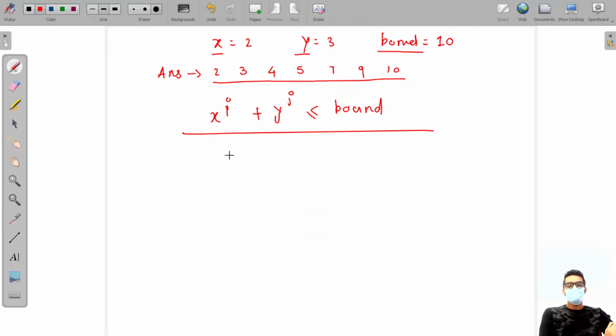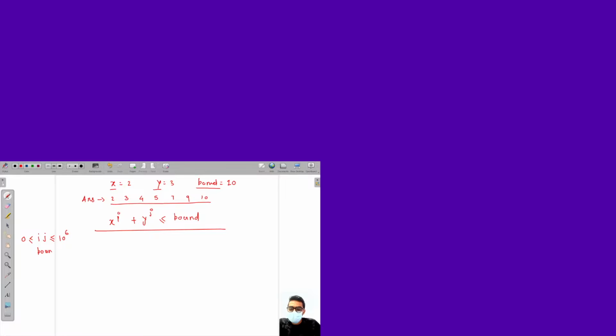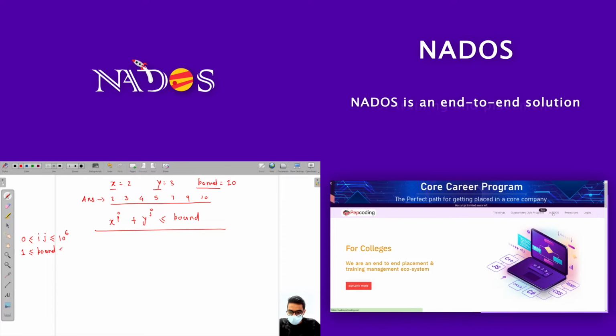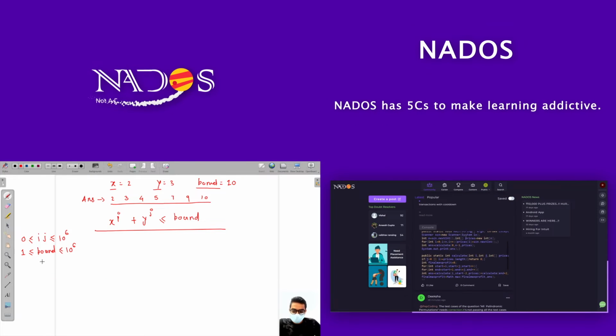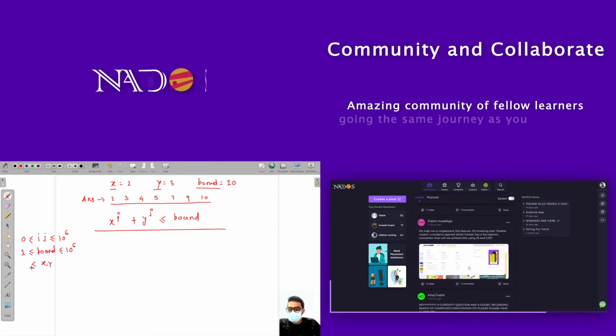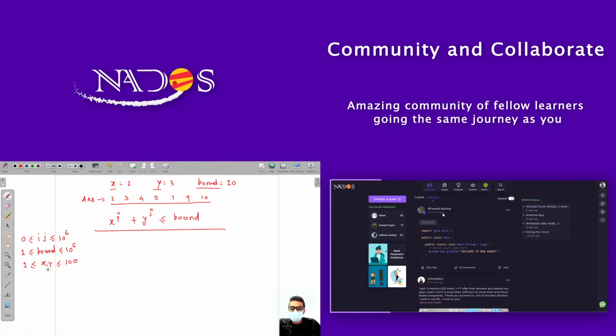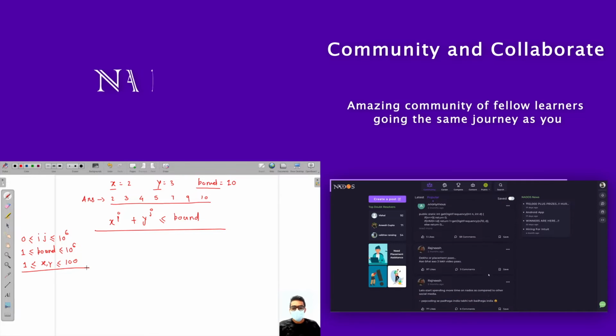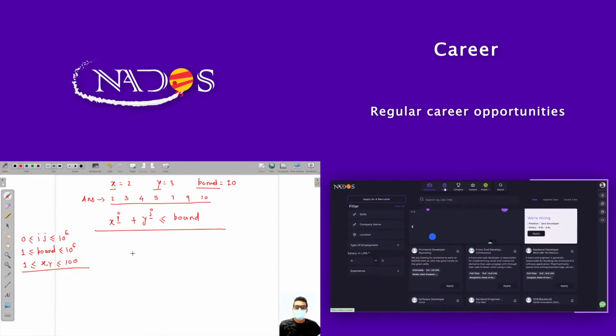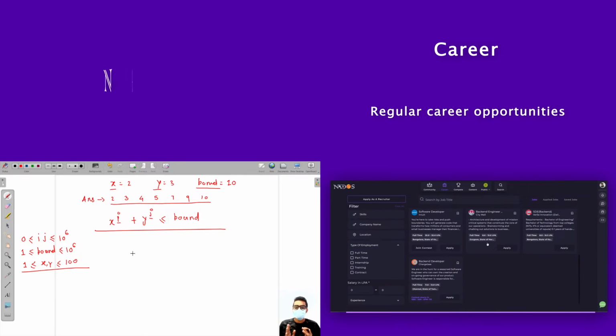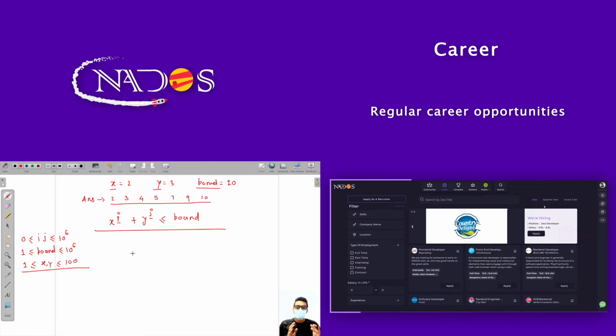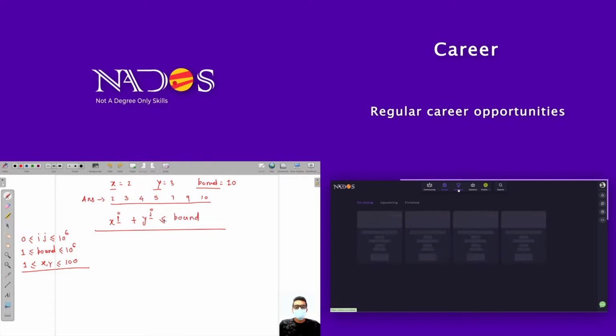Firstly, we are talking about constraints. For i and j, the value should be greater than or equal to 0 and less than or equal to 10 raised to 6. After that, bound's value is greater than or equal to 1 and less than or equal to 10 raised to 6. After that, x and y are greater than or equal to 1 and less than or equal to 100. This is the constraint that we have been given. By changing the values of i and j, we make combinations, take the sum of these two numbers, and it should be less than or equal to our bound.